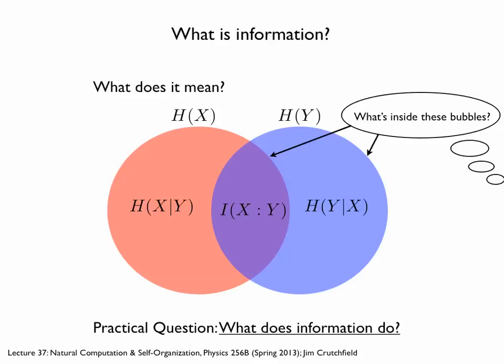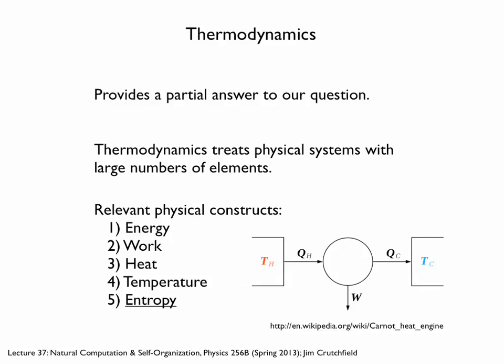Just to get started here, for the past 2 quarters, you guys have been thinking about information a lot, thinking about what it means, thinking about what's inside these bubbles. When we do these Venn diagrams of information, we might wonder, what's this quantity that we care so much about? What does it represent? Well, maybe a more practical question in a lot of cases is, what does information do? And it turns out that thermodynamics actually provides a partial answer to that question, an answer to what information does, because it turns out that it interacts with energy.